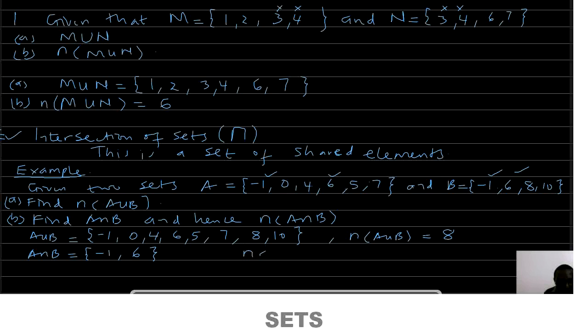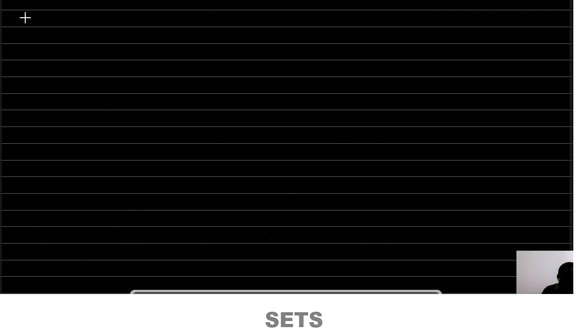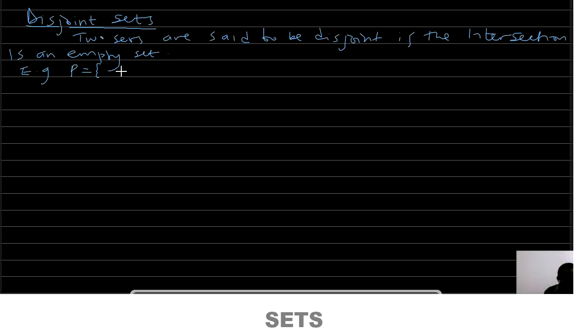Number of elements in A intersection B. Next terminology is disjoint sets. Two sets are said to be disjoint if the intersection is an empty set, e.g. P, which is a set 1, 3, 5, 7, and Q, which is a set 2, 4, 6, 7. So we say that two sets are said to be disjoint if the intersection is empty.